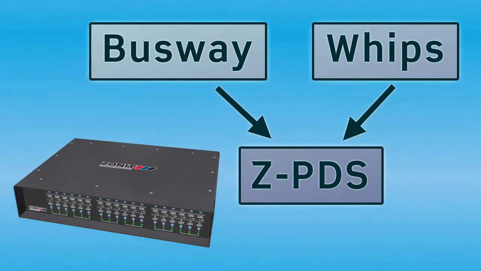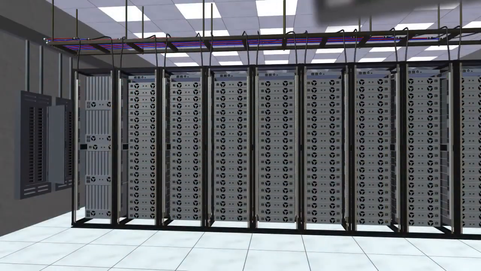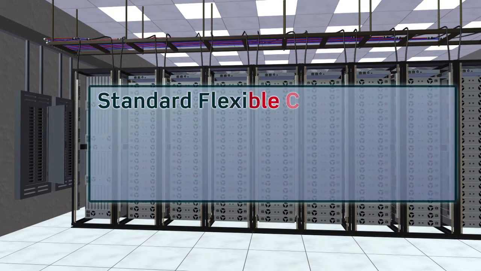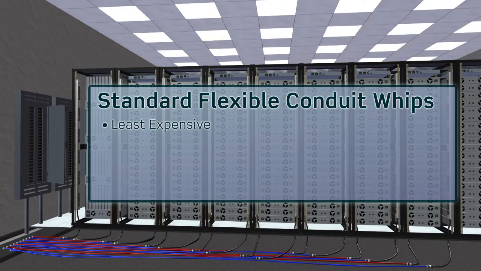Z-PDS combines the flexibility of the busway with the low cost of whips and improves on both. Let's compare the Z-PDS to the traditional methods, reviewing the design, installation, and change options available with each method. Flexible metal liquid-tight conduit whips can be run overhead or under the floor and are the least expensive whips to purchase and install. They can be prefabricated and shipped on-site for installation.